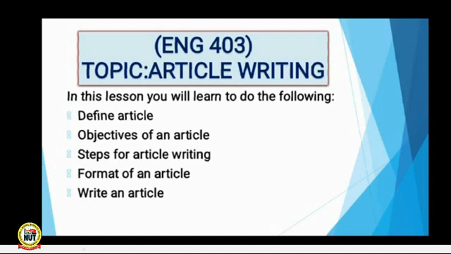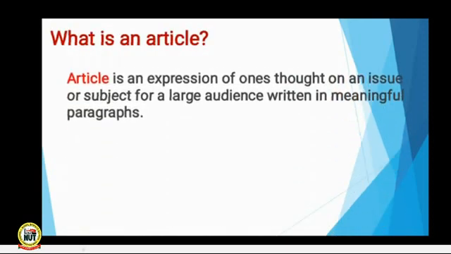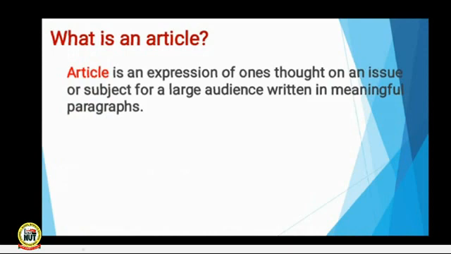But if I may ask, what is an article? I've given you clues, since I said you find them in journals, you find them in newspapers, and you find them in magazines. But what is an article? Any idea? Think. Okay, let us go. An article is an expression of one's thoughts on an issue or subject for a large audience, written in meaningful paragraphs. Simple. Yes. When you express your thoughts, when you express your opinion on a particular subject for a large audience, you are writing what? An article.